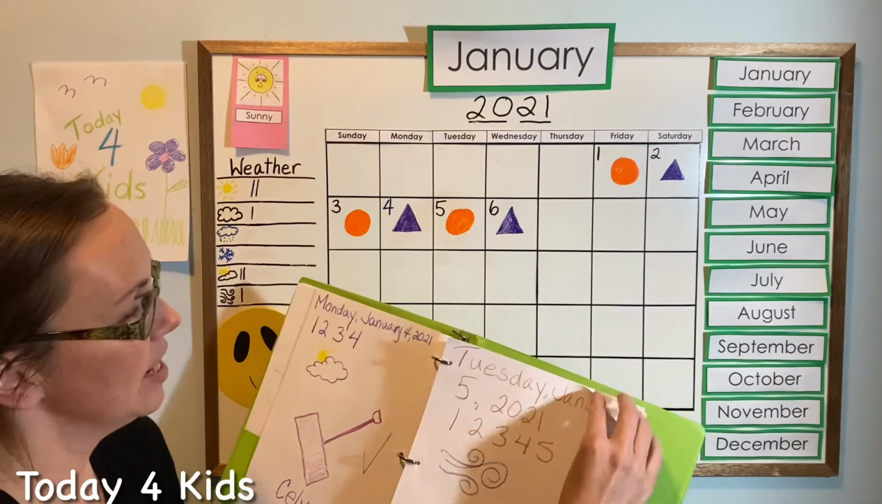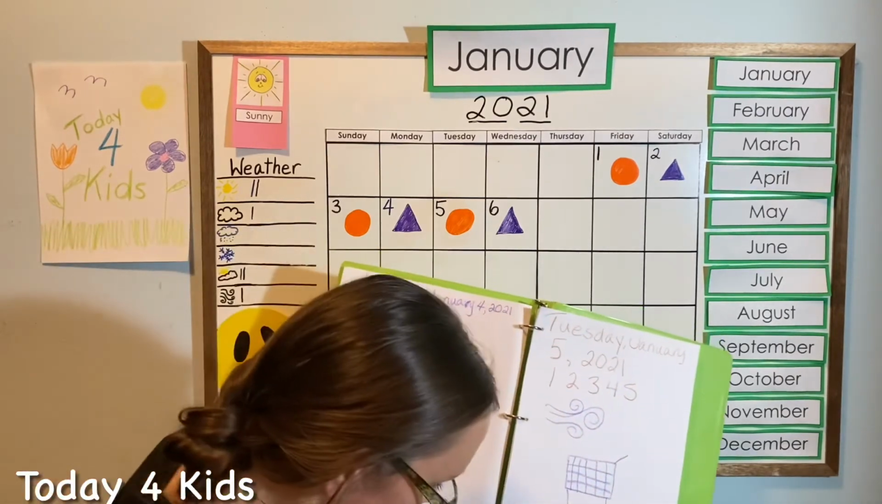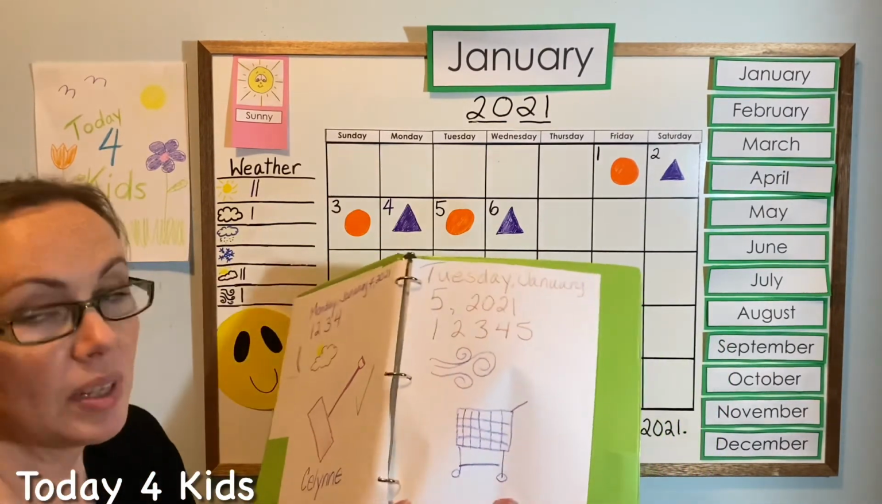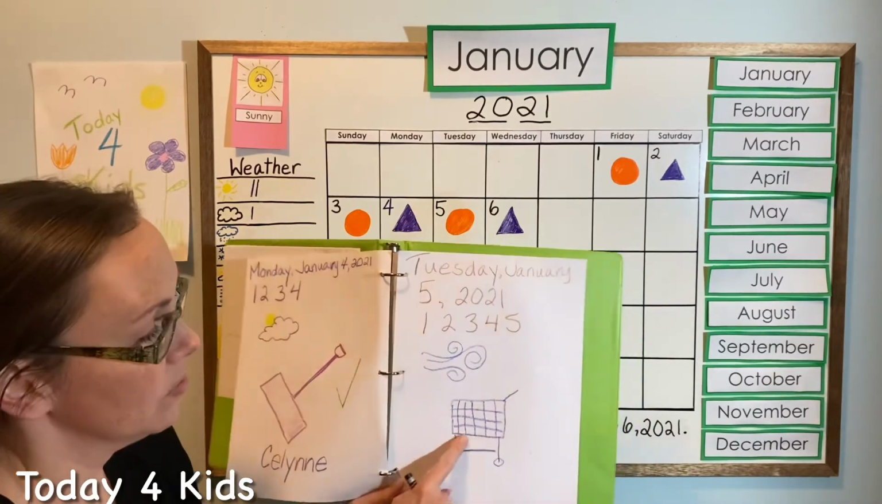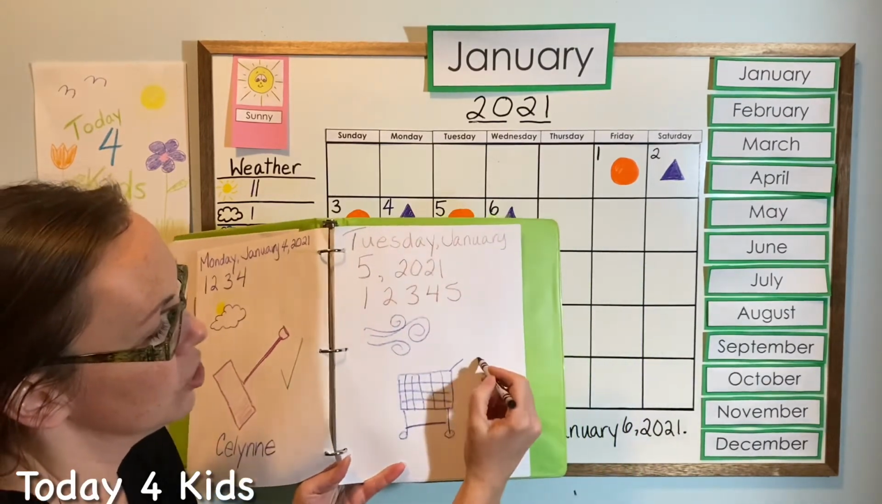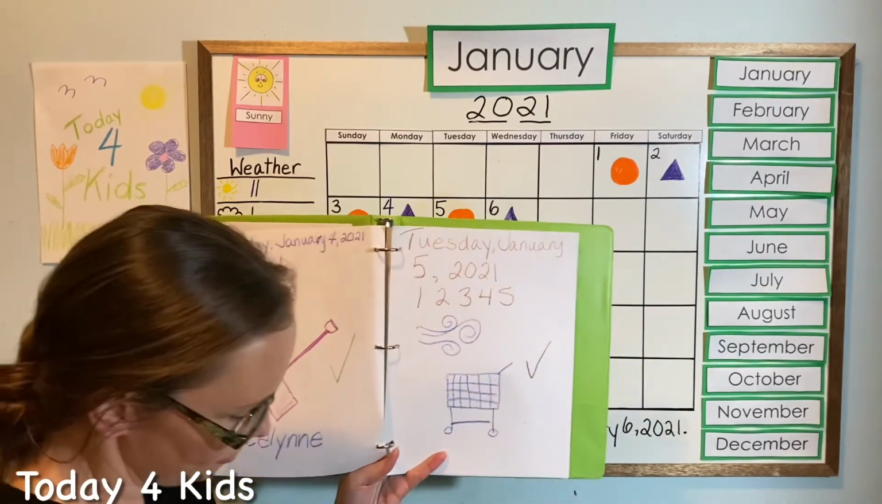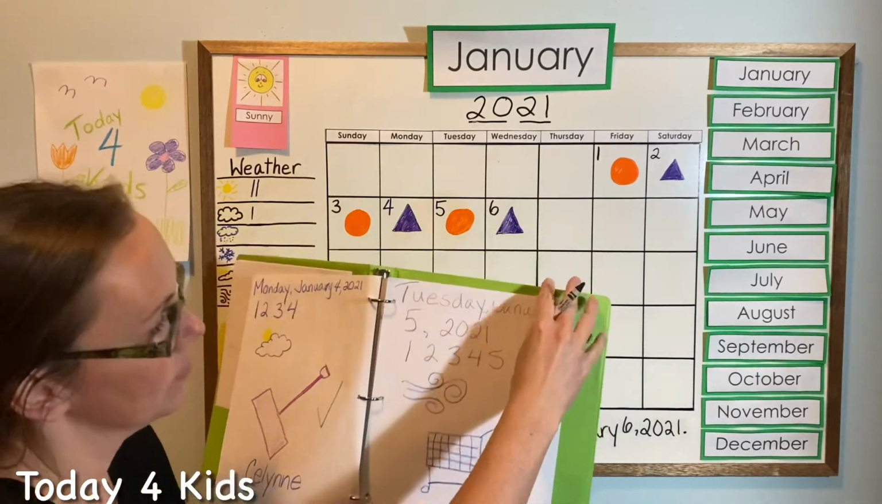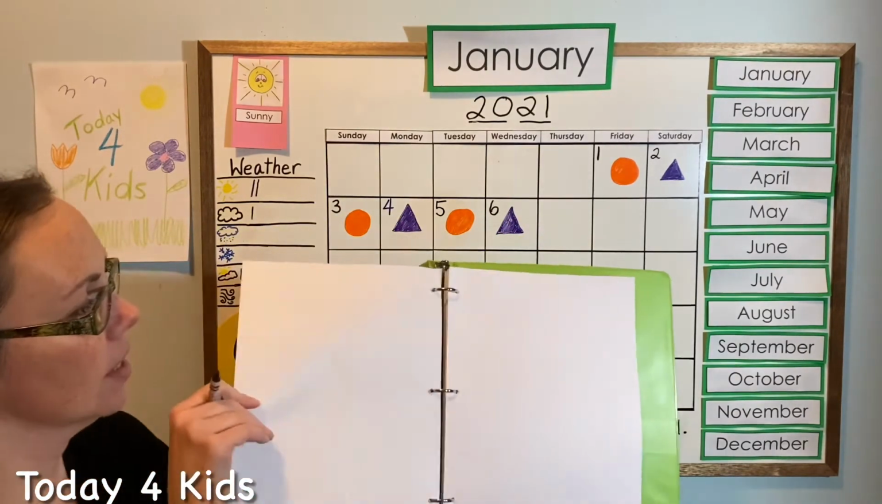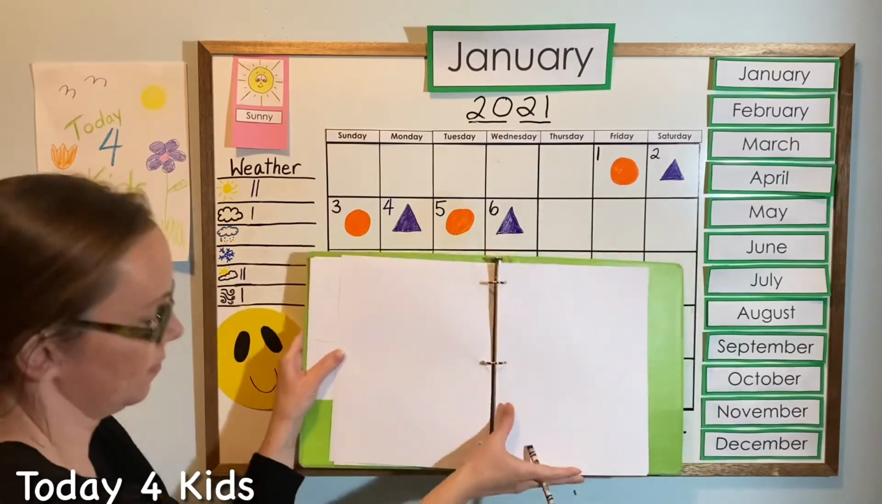So yesterday was the 5th. So I'm going to check off that I completed what my goal was for yesterday. My goal was to go grocery shopping. So I'll check that off because I did that yesterday. And we will flip it to today.